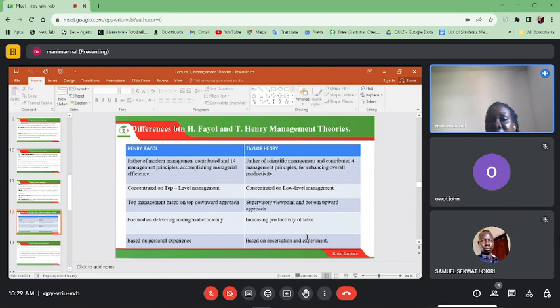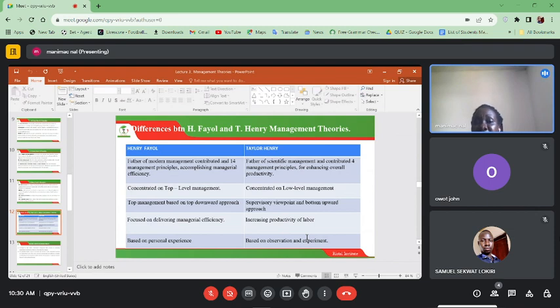So when we say that Frederick Taylor contributed to the principles of management, that is what we are talking about: at the end of the day, they enhance the overall productivity. More still, on my left-hand side, Henry Fayol concentrated so much on the top management level. However, Taylor concentrated on the subordinates, or the lower level of management.